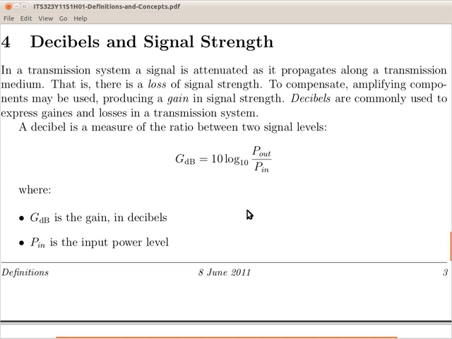Absolute gain has no units. It's a ratio. It's one level, or one power divided by another power. So the units of the power, which may be in watts and watts, cancel out. So it's a ratio between two values. So there are no units there.